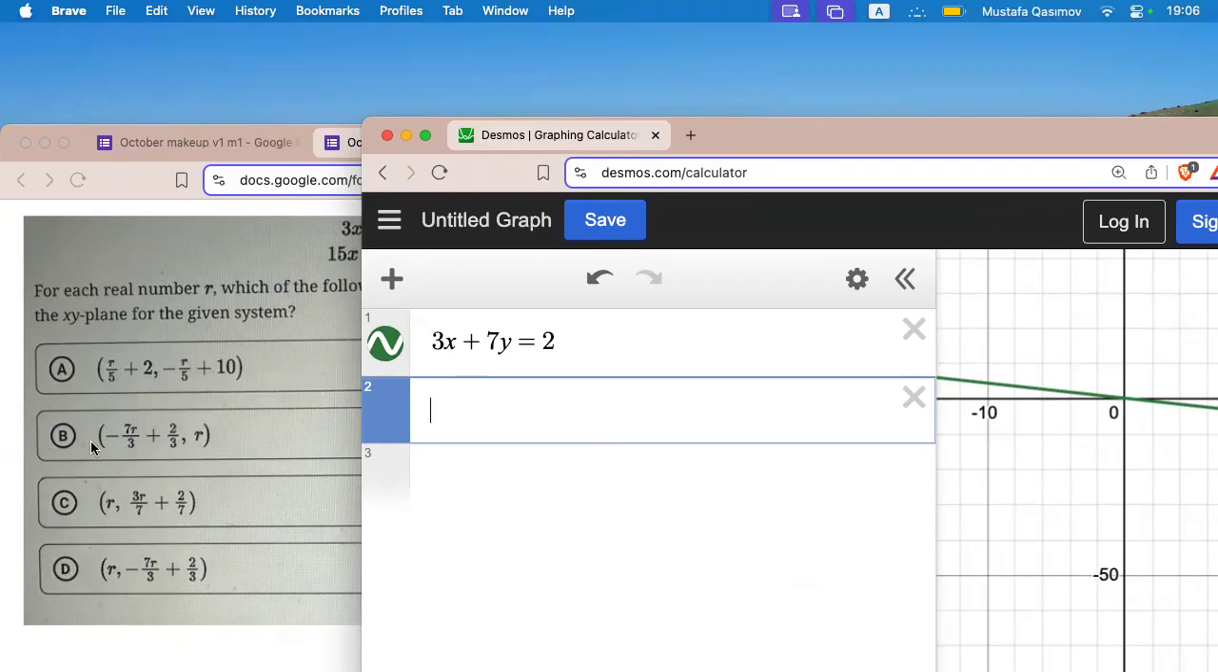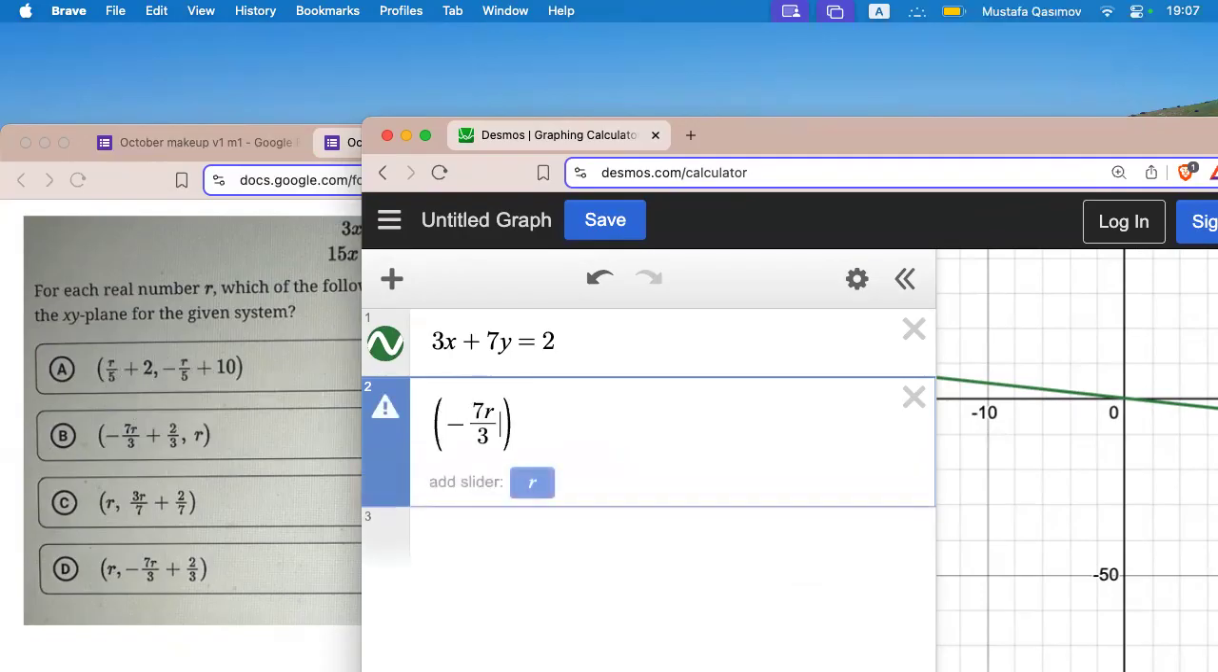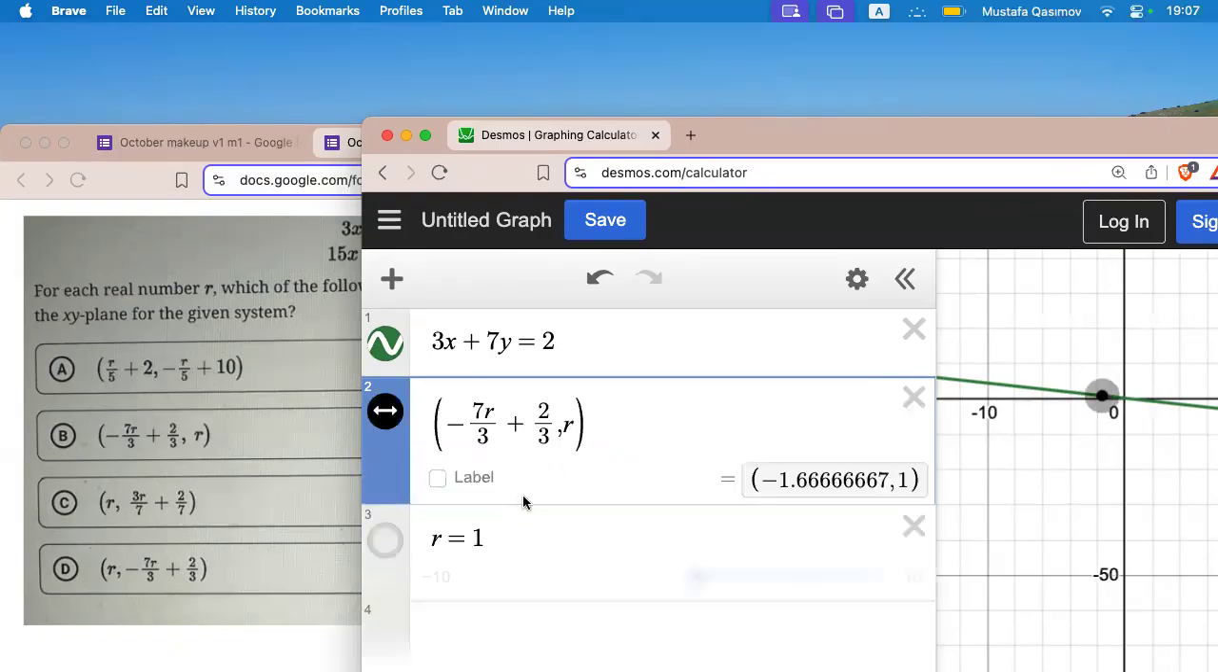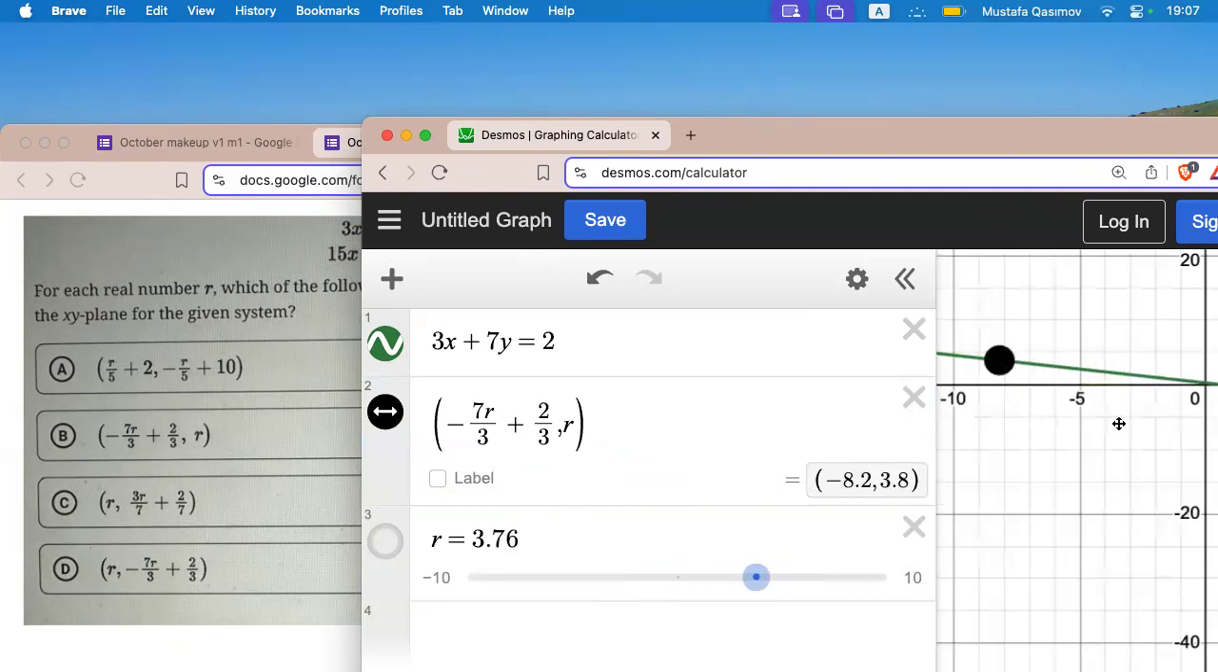Let's leave this one for last. Let's check B. Negative 7r over 3 plus 2 over 3, and r. So you can see that it is the correct answer because it is on the line. It says that it has to be on the line for every value of r and it is correct for B. Answer is B.